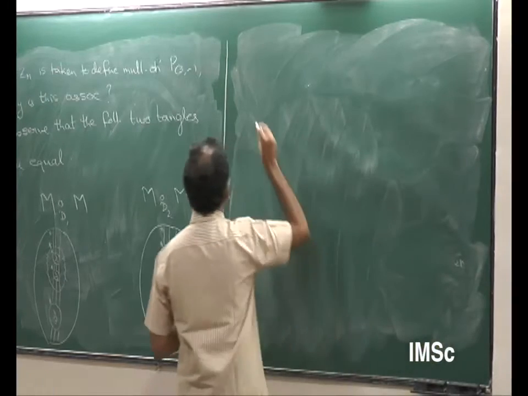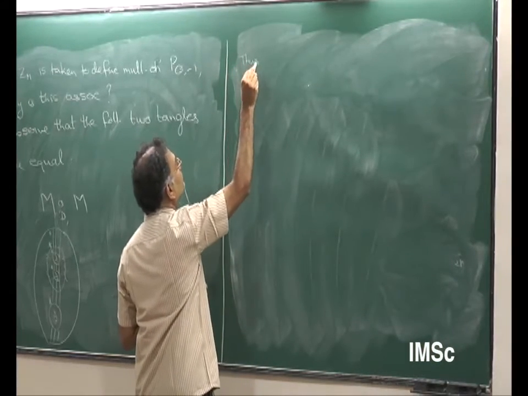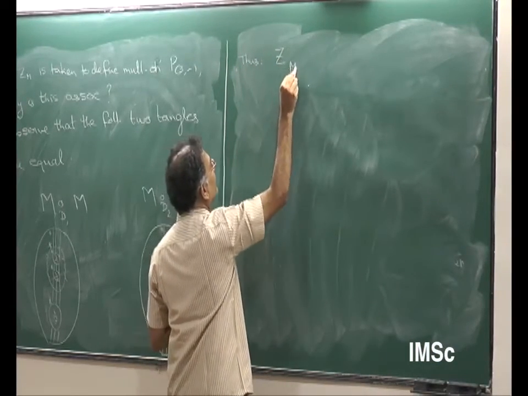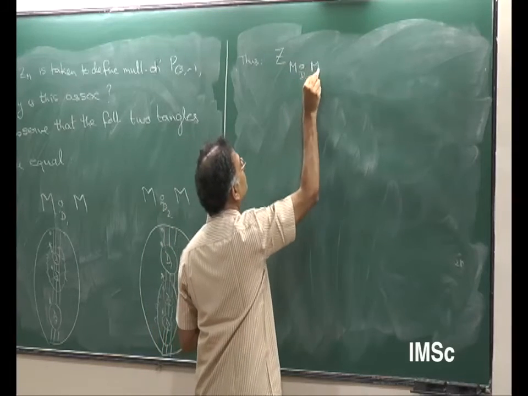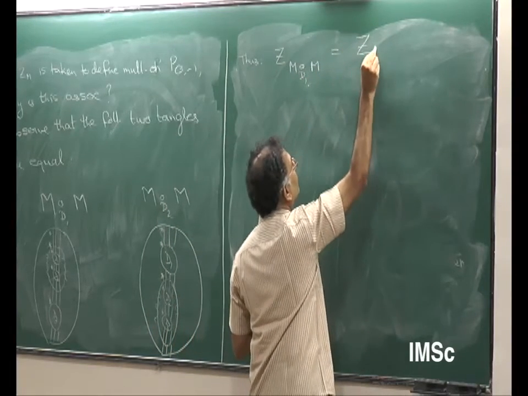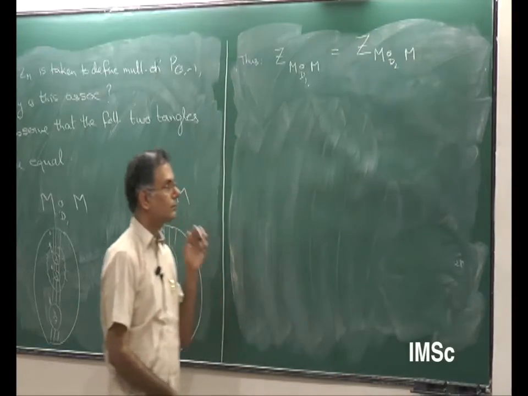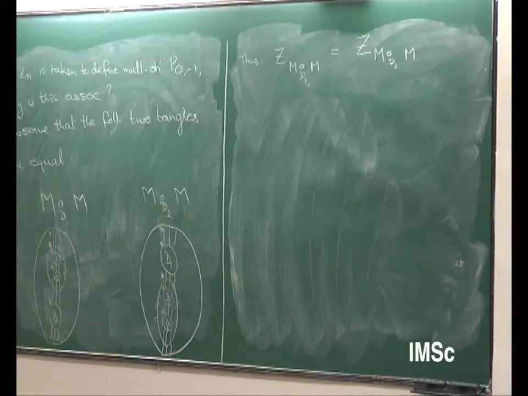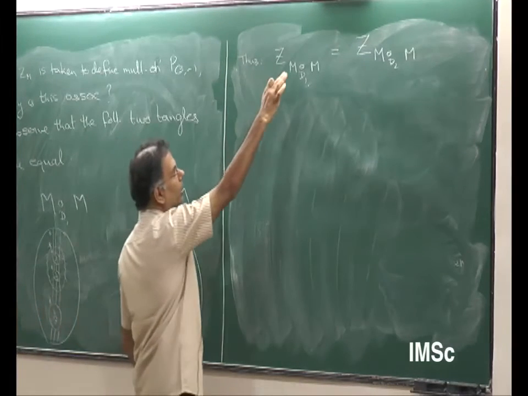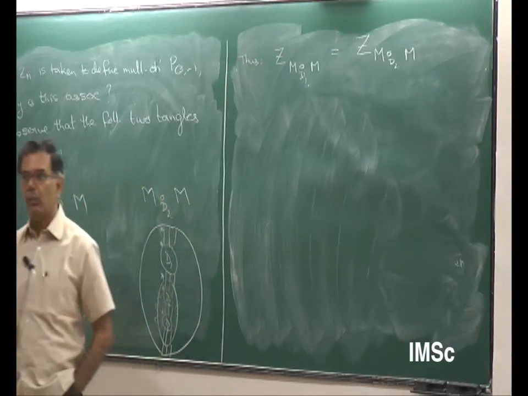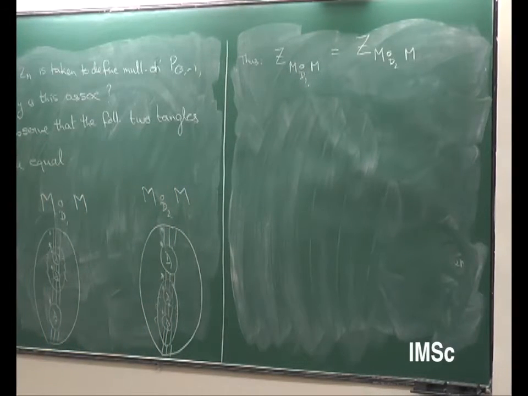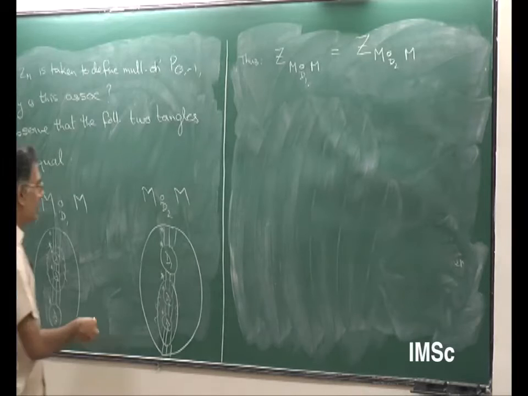Thus, Z of M circle D1M equals Z of M circle D2M. Okay. Now what I want to do is apply this on some elements. What I want to do is to show that Zm is associative, right. So let us apply this. Both of these are tangles with 3 internal boxes, disks of color 3 minus.